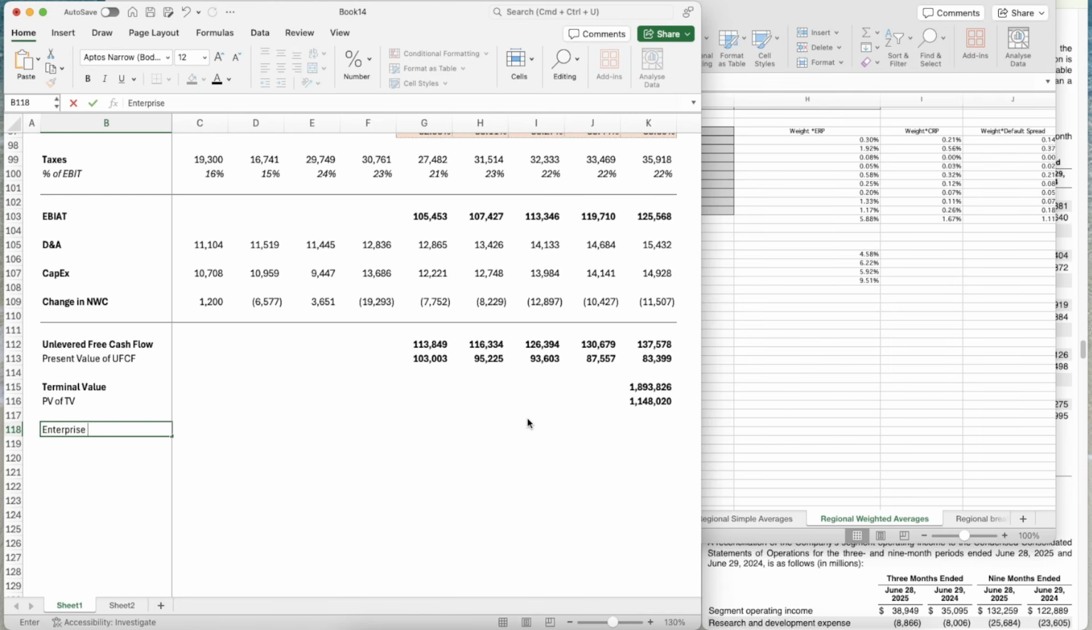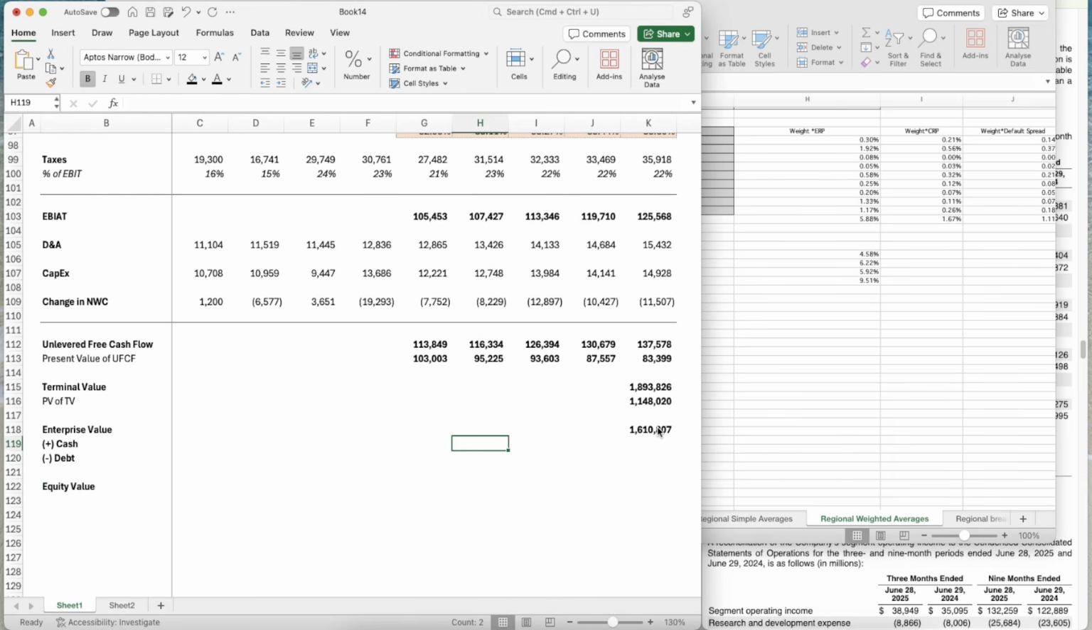Now we want the enterprise value. And this is just your sum of your present value of your terminal value and all of your present value of free cash flows that have been forecasted. So that is the enterprise value. Now we want to add cash, subtract debt to get the equity value.